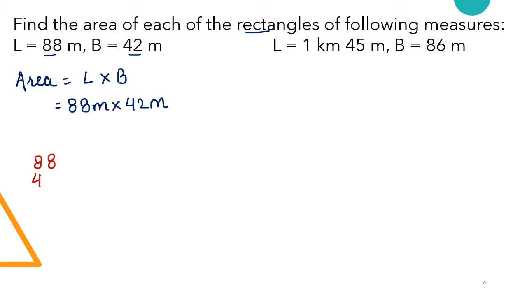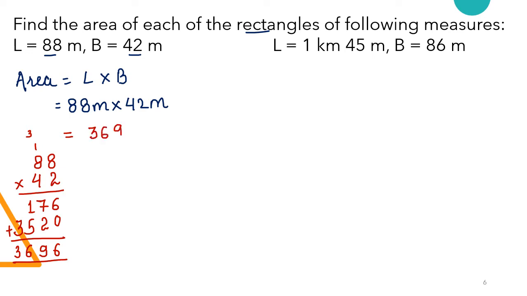So 88 and 42. 2 8s are 16, 1 carry, 2 8s are 16 and 1, 17. Put 1 0, 4 8s are 32, 3 carry, 4 8s are 32, 32 and 3, 35. Add them, we'll get 6, 9, 6 and 3. So area of this rectangle is 3696 meter square. In the next part, length is 1 kilometer 45 meter and breadth is 86 meter.